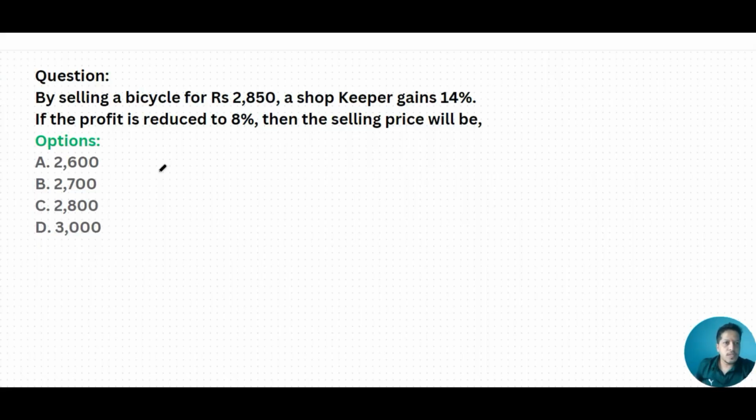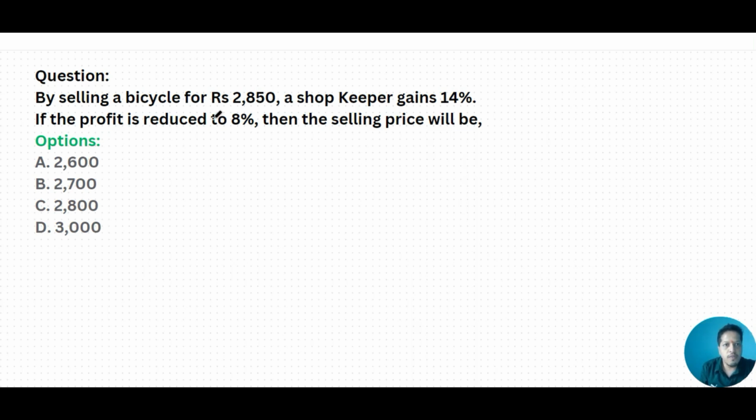Okay, let us look at this question. By selling a bicycle for 2850, a shopkeeper gains 14%. If the profit is reduced to 8%, then the selling price will be. See here, they have given two different percentage gains. One of them we know really, 2850. What should be the other one?